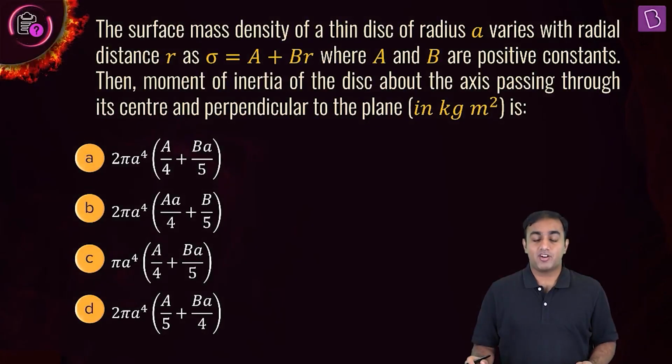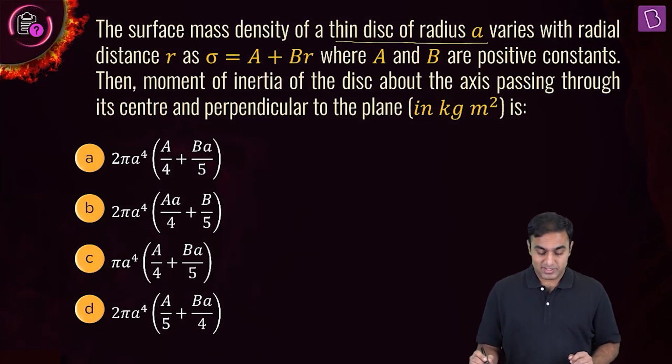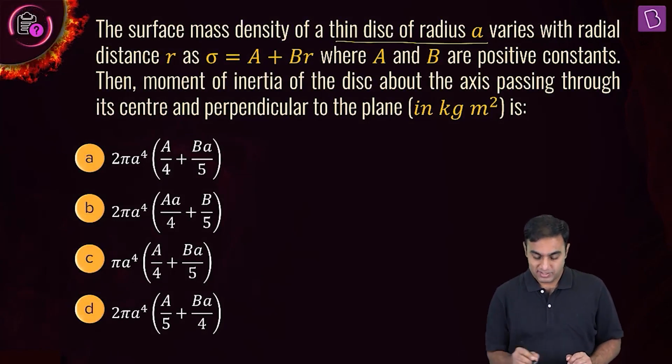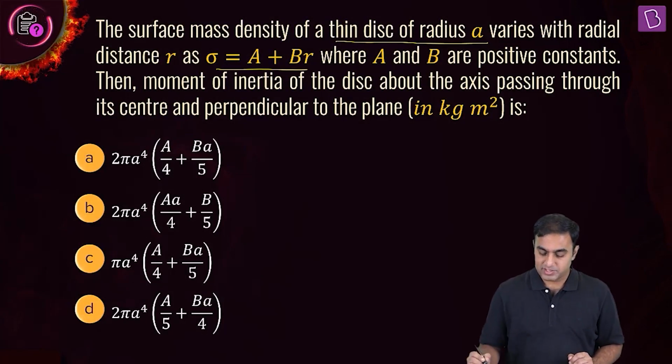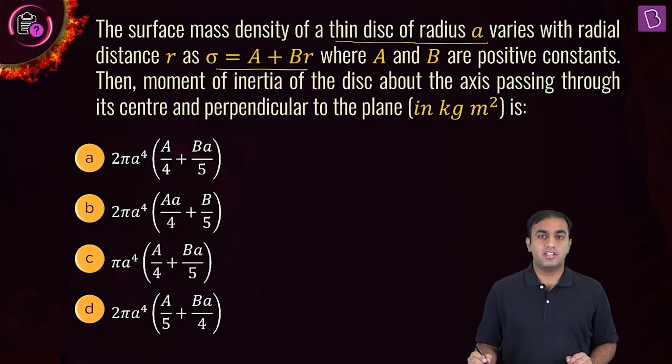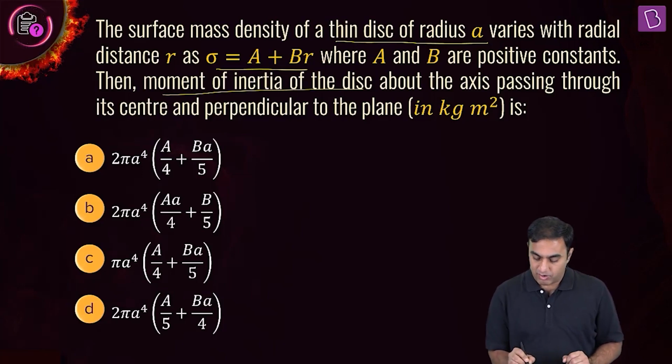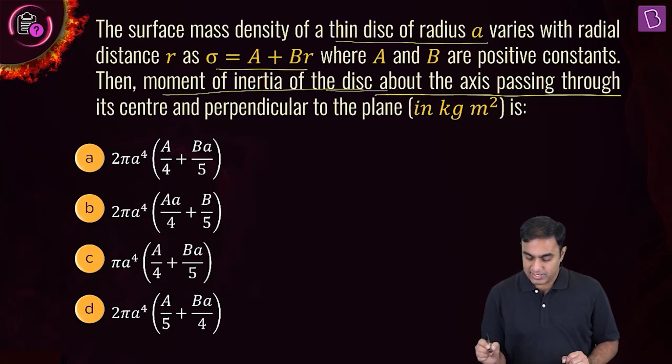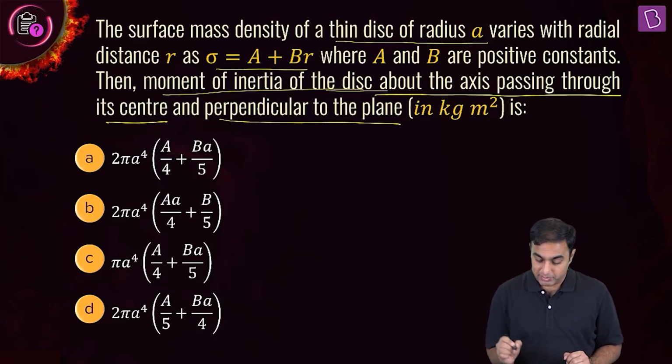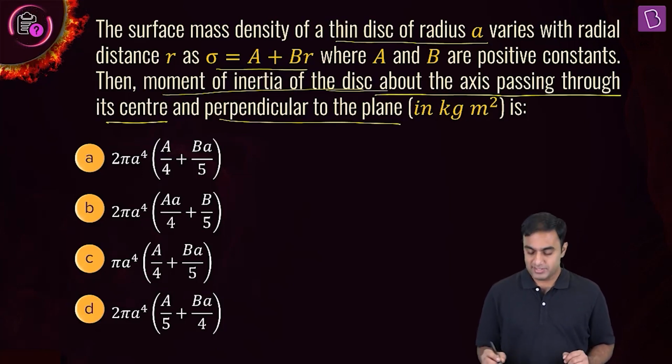We have a question here on moment of inertia. We are considering a thin disk of radius a whose surface mass density varies with radial distance given by this function: sigma is equal to A plus BR. Here, R is the radial distance, and A and B are positive constants. We are supposed to find the moment of inertia of this thin disk about the axis passing through its center and perpendicular to the plane, in kg meter square.